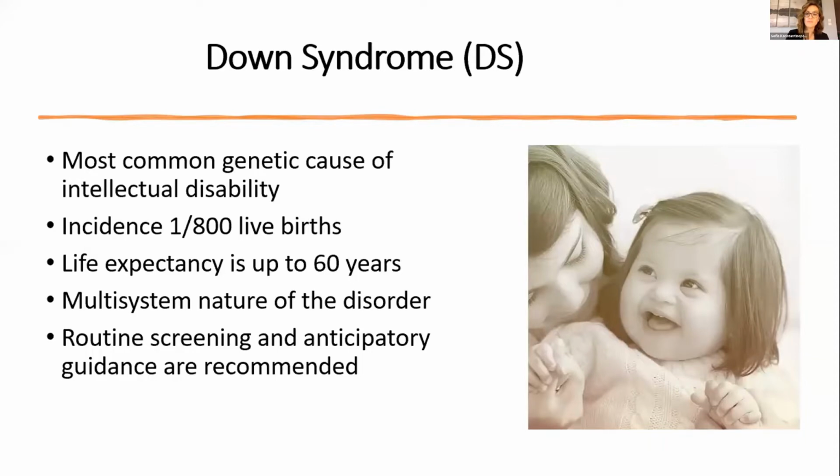We also need to know that there is a multi-system nature of the disorder, and this is very important with regards to the interplay between the respiratory tract and other systems, such as the GI system, the cardiovascular system, and the immune system, in manifestations of respiratory complications in these individuals. Overall, the recommendation from the American Academy of Pediatrics is that there should be routine screening and anticipatory guidance in these individuals at every child visit.